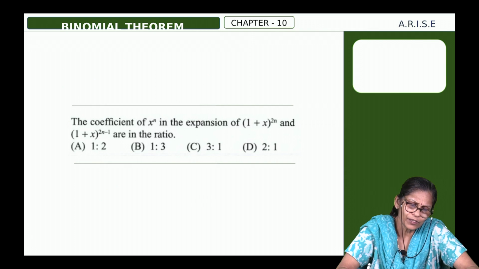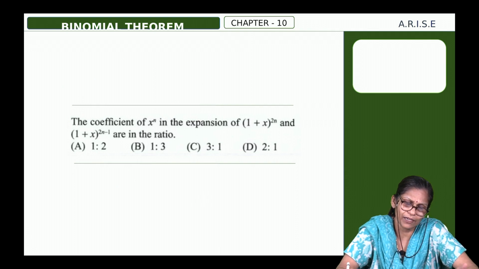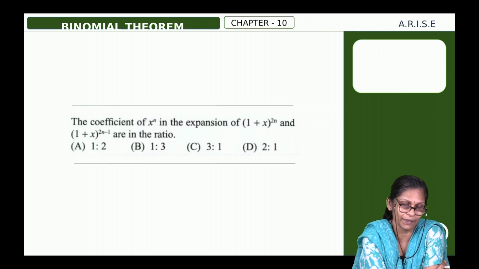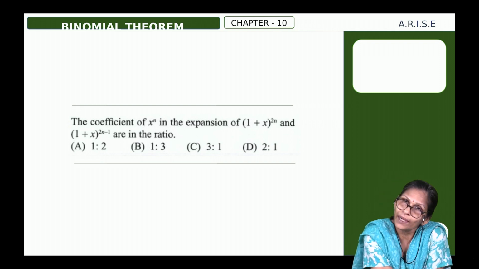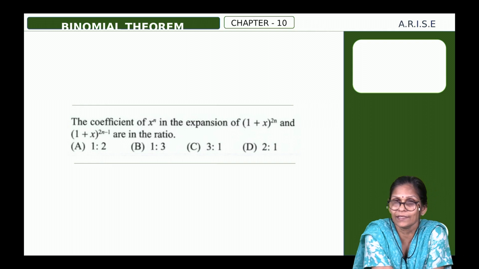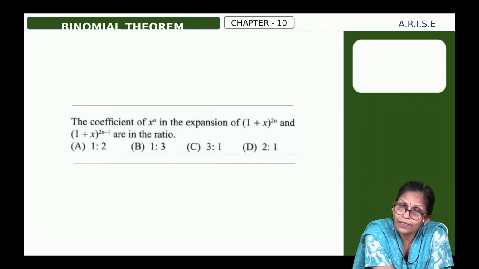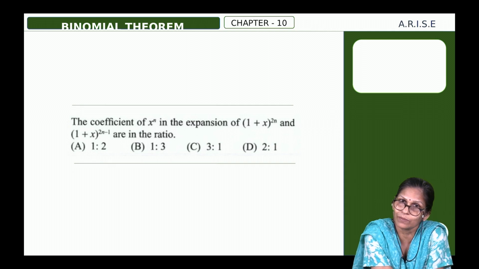Now, the coefficients of x raised to n in the expansion of (1 + x) the whole raised to 2n and (1 + x) the whole raised to 2n − 1. See, you can write the general terms in each of these and compare coefficients. That is one way of doing it. But look at an easier way. The answer is independent of n. So, whatever be the value of n, the coefficients of x raised to n in the two corresponding terms are going to be in the same ratio.